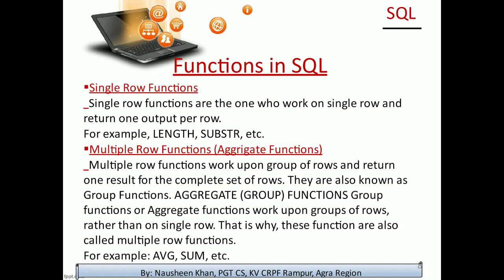Then multiple row functions. These functions work on a group of rows and return one result for the complete set of rows. That means the input is multiple rows and the output is a single row. These are also known as aggregate functions or group functions. Some examples are AVG, sum, etc.